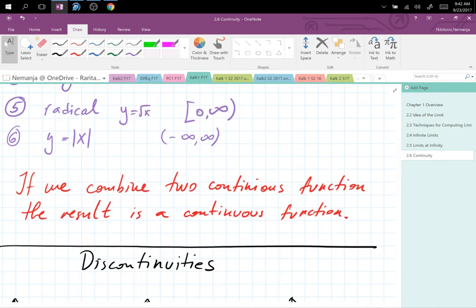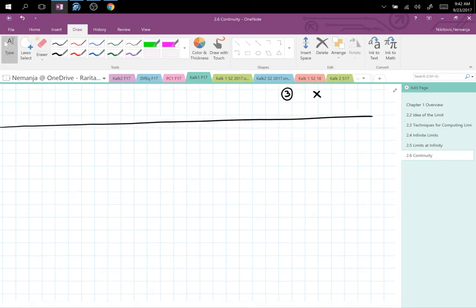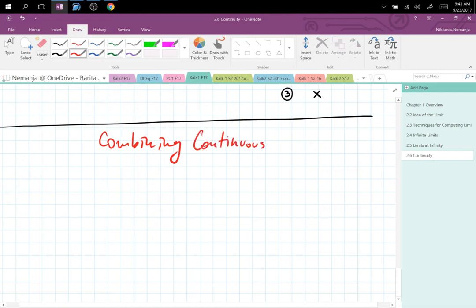And then we have this huge result. If we combine 2 continuous functions, the result is a continuous function. What do I mean combine? Add them, subtract them, multiply, divide, square, square root, and finally function composition. So now I want to discuss this combination in detail. Combining continuous functions.